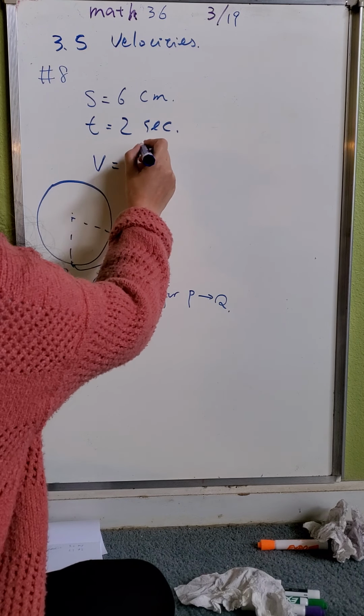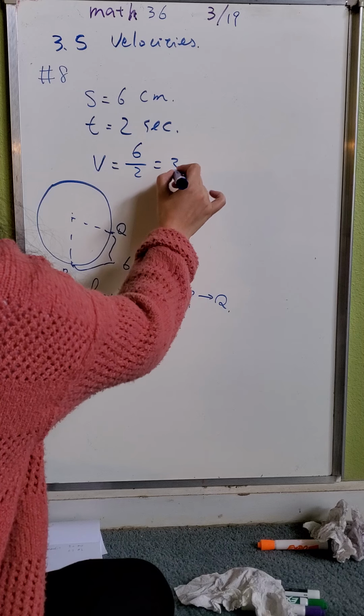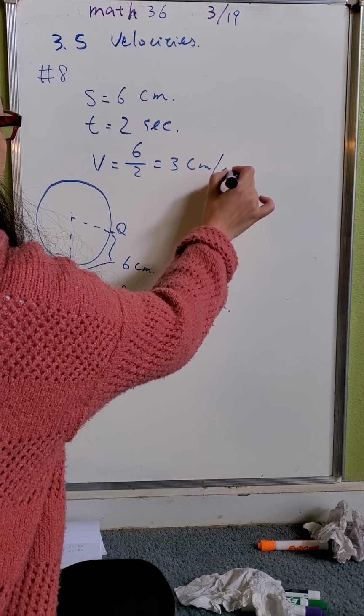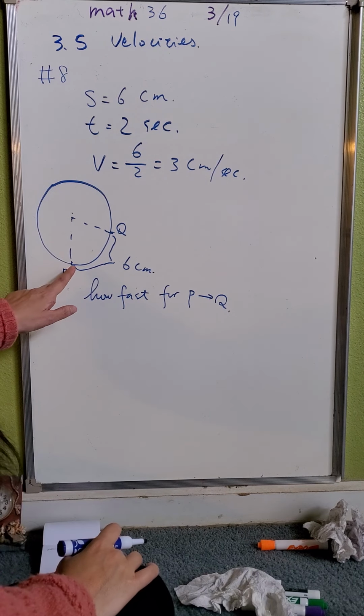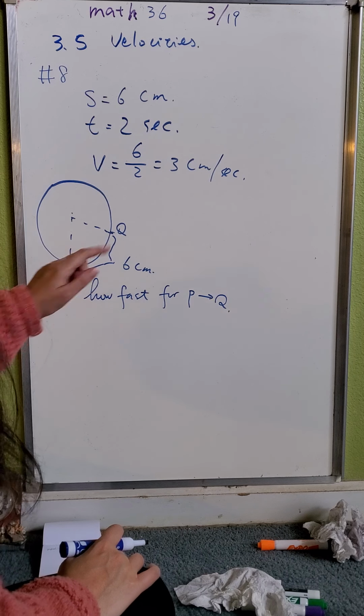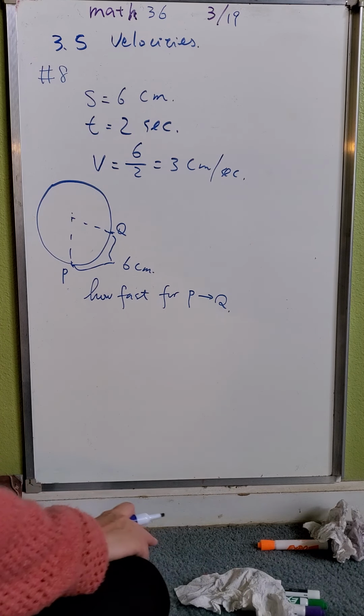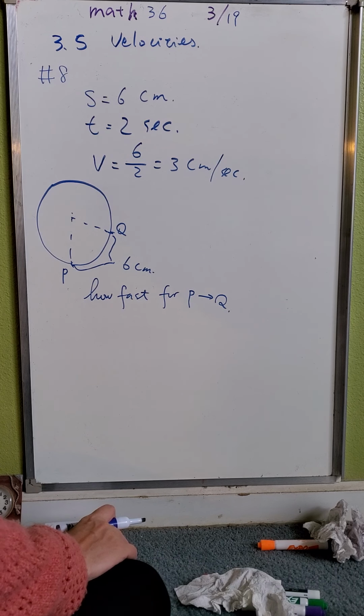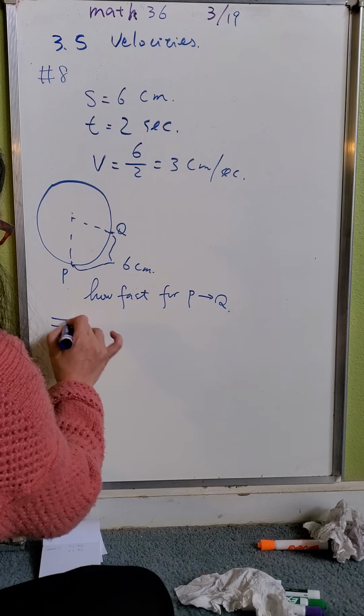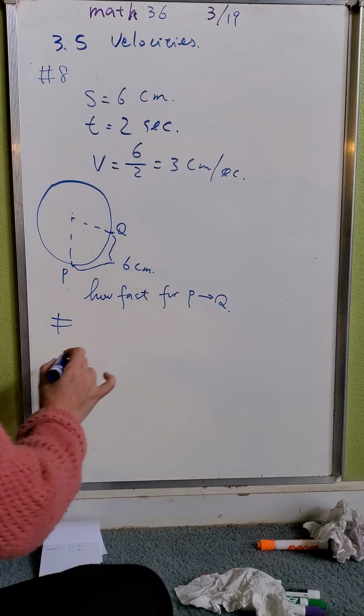And that's equal to 6 divided by 2, so equals 3 cm per second. So it means every second they cover 3 cm. In 2 seconds they cover 6 cm. Okay, so that's how you do number 8. Now let's look at number 13. Oh, sorry, number 18.